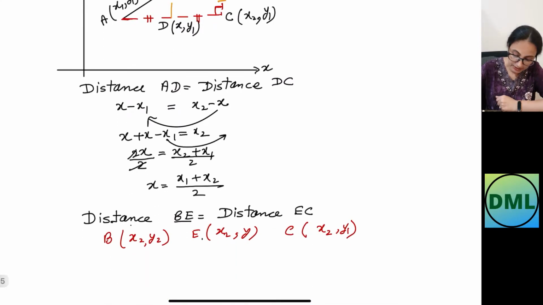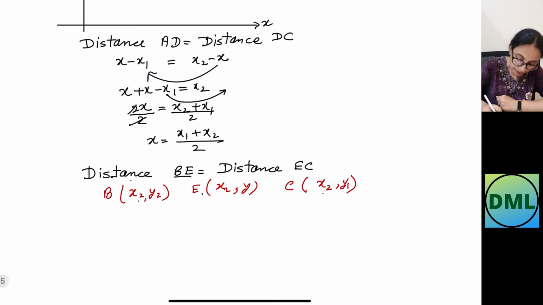So let's apply the distance formula. Distance BE is equal to distance EC. Now B has coordinates (x2, y2), E is (x2, y) and C is (x2, y1). As you can see, there is no change in x coordinate, only change in y coordinates. So let's apply the distance formula. y minus y2 is equal to y1 minus y.